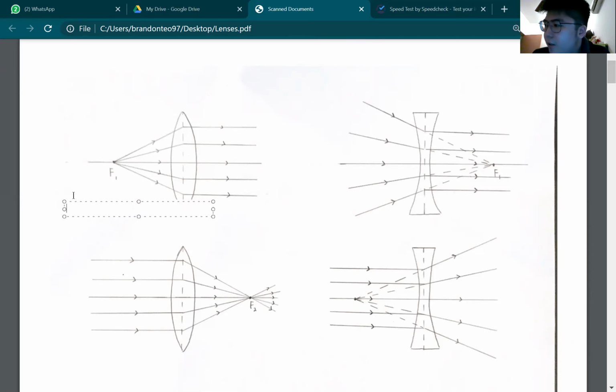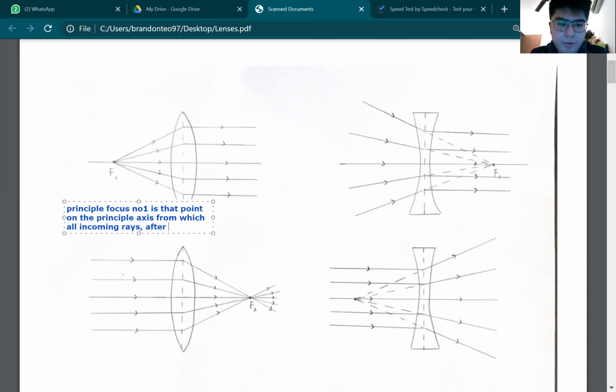So if I write down here, the principal focus number one is that point, this is how we describe the point. Okay, the point on the principal axis from which all incoming rays, after refraction, become parallel.